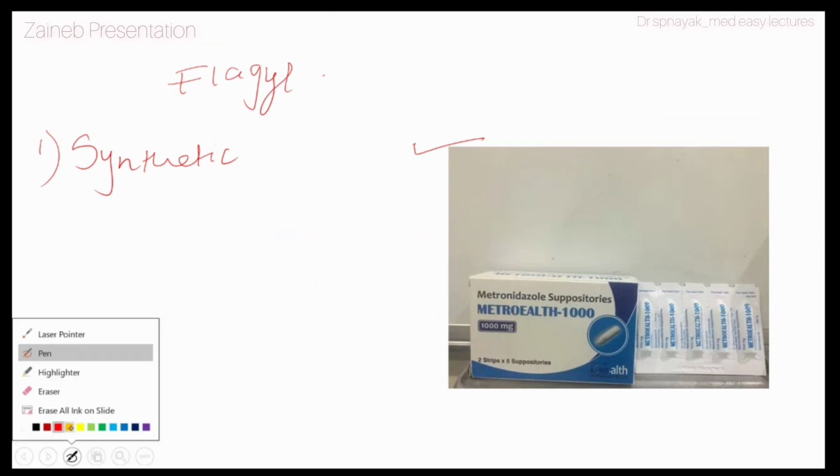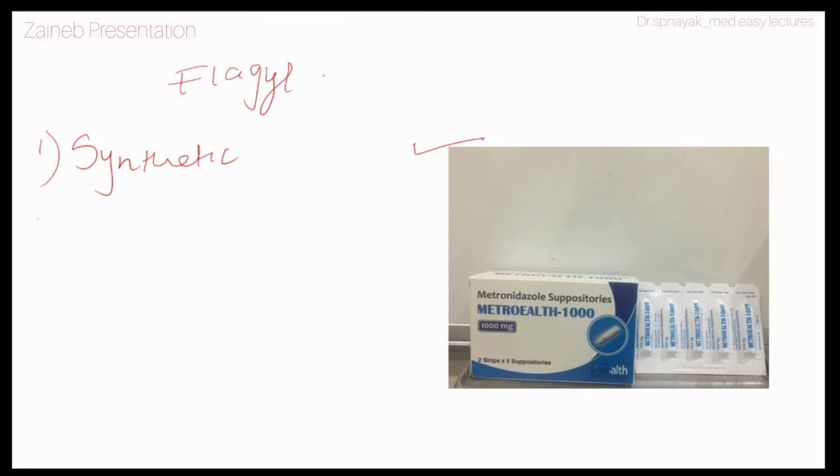And the second point is that metronidazole has a very small molecular weight. Now this is very important. Since it has a very small molecular weight, it readily dissolves into the biological membrane, crosses the membrane and enters into the cell. As a result, when metronidazole is given through oral formulations, it is rapidly absorbed.